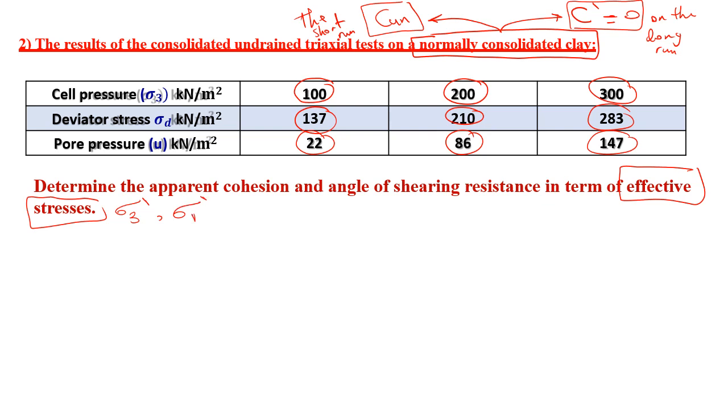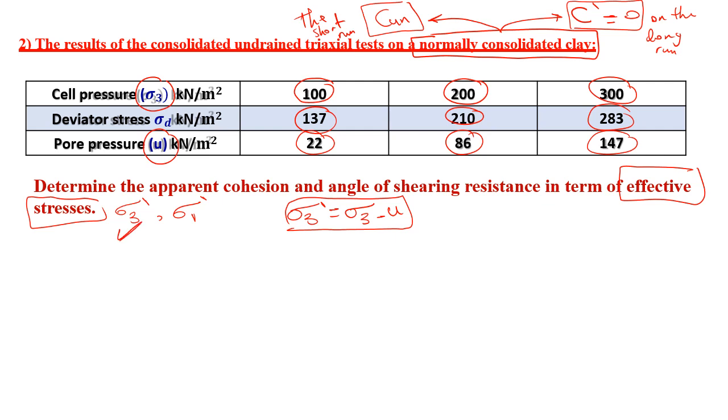However, in the given data, you have only the value of sigma 3 as a total stress and the pore water pressure and sigma d. So we will use some equations. The first one, you want sigma 3 prime. You have sigma 3 total stress and you have pore water pressure, so that you can say that sigma 3 prime is equal to sigma 3 minus u.